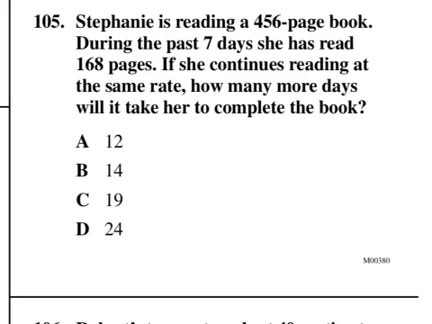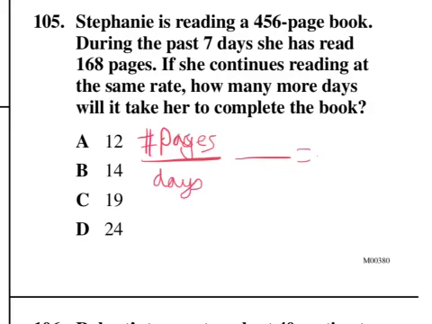Alright, you guys. Stephanie read a 456-page book. During the past several days, she read 168 pages in 7 days, basically a week. If she continues reading at that same rate, how many more days will it take for her to complete the book? All right, so I want to know how long it will take her to complete the book. Now, what you need to understand is this is a proportion. It's number of pages per days. So let's make a proportion here. I have 168 pages in 7 days. That's a given fraction.